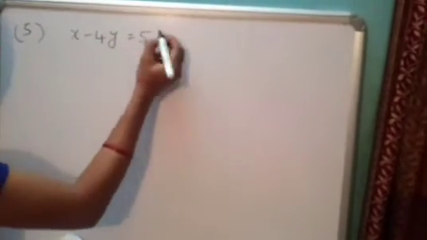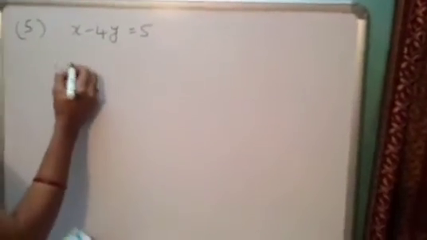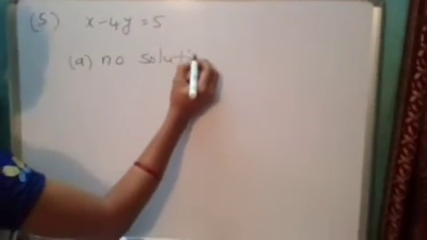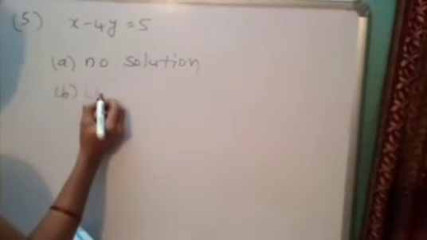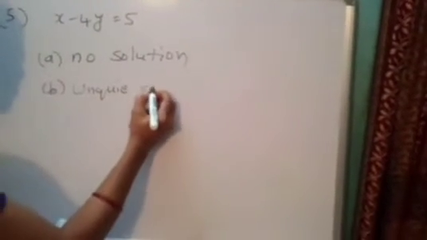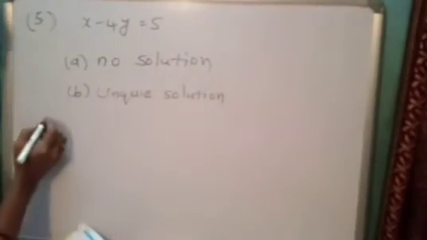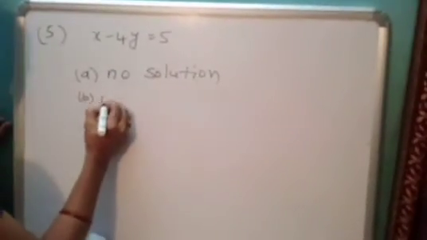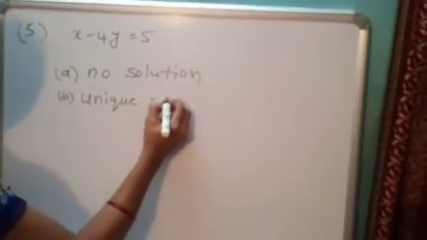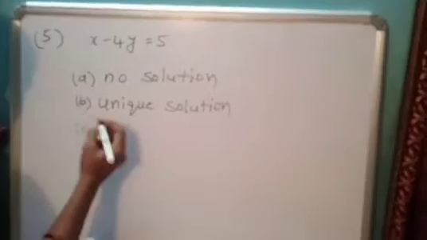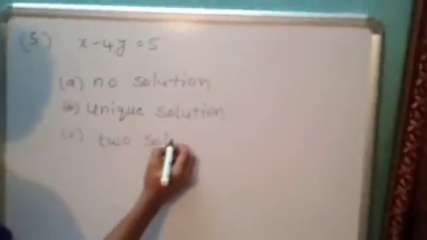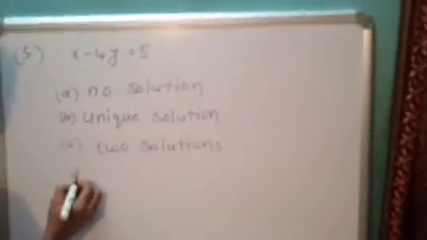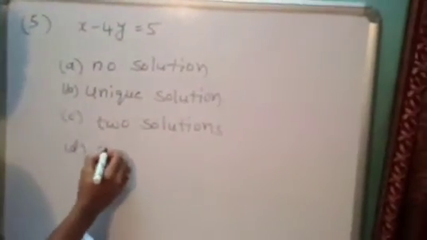And next, fifth one. The equation x minus 4y is equal to 5 has: A, no solution, and B, unique solution, and C, two solutions, and D, infinitely many solutions.